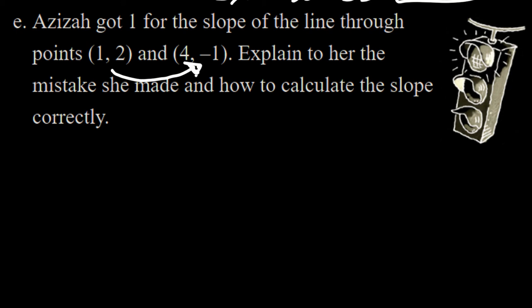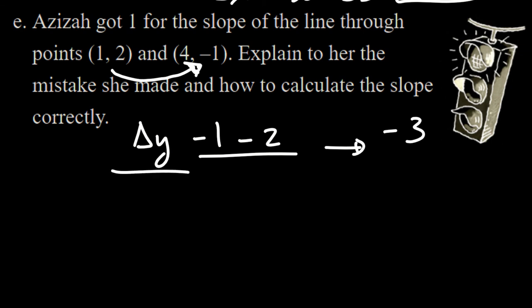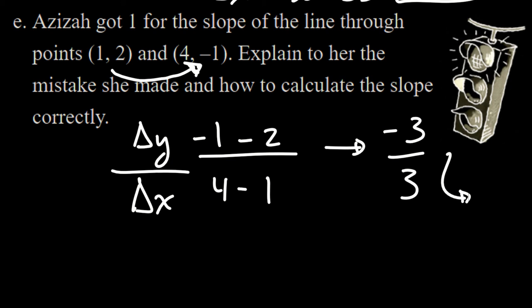So I'm going to take where we ended up. So I'm going to look at my delta y. We ended up at negative 1, and I'm going to subtract 2. Right, so that means my numerator here is negative 3. And then if I look at my change in x values, I end up at 4, and I began at 1. And 4 minus 1 is 3. So my slope is negative 3/3, which is negative 1.